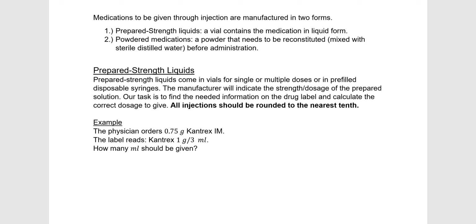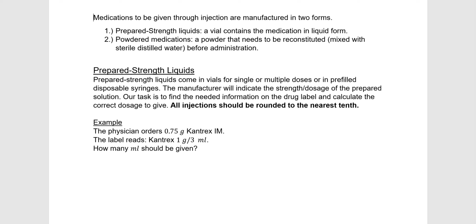Medications that are given through injection are going to be manufactured in 2 different forms. The first one being prepared strength liquids. This is going to be a vial containing the medication that's already in liquid form. The second form is going to be a powdered medication. It's obviously a powder, and it needs to be reconstituted, which means mixed with something like sterile distilled water before being administered.